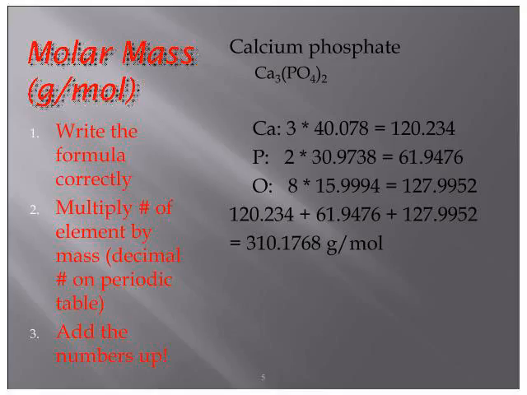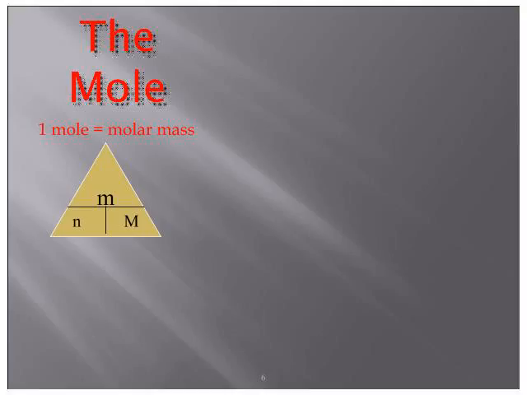So how are we going to use our molar masses? Well, we're going to use it for conversions. So the first thing to know is the mole. The 1 mole is equal to the molar mass. So everyone in the past has always wanted a formula, so I've given you a formula here. Your n stands for moles. The little m is your mass of how much you have, and the big M is molar mass.